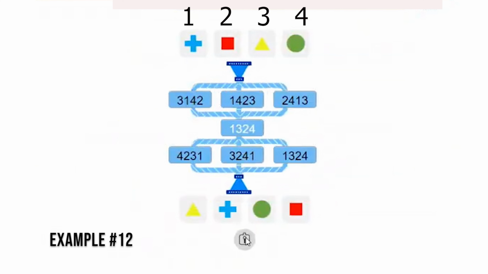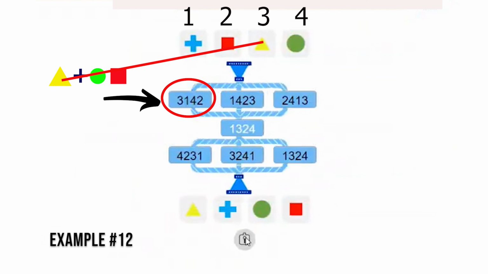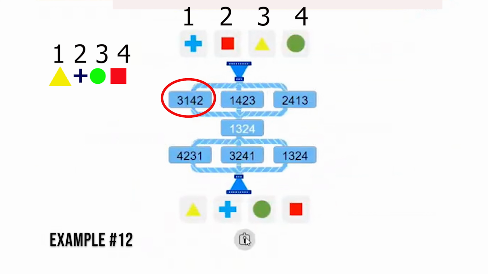So let's start with first assigning the numbers in the numeric order to the first row. So plus gets 1, square gets 2, triangle gets 3, circle gets 4. Let's assume 3, 1, 4, 2 in the first branch is the right answer, which means we will reallocate the symbols based on 3, 1, 4, 2. So triangle comes first, then plus, then circle, then square. Now we reassign them numbers 1, 2, 3, 4 based on the numeric order, and then rearrange them based on the middle branch, 1, 3, 2, 4.